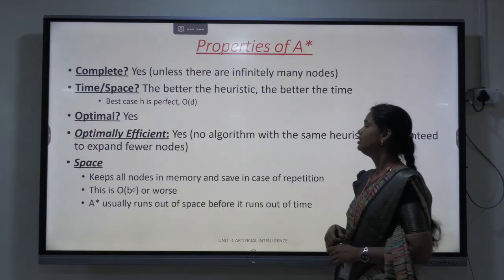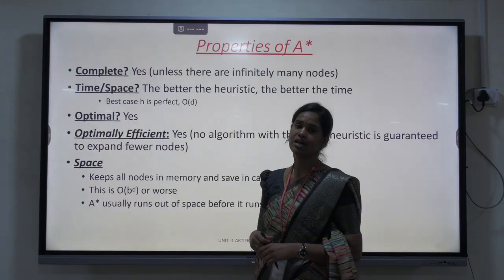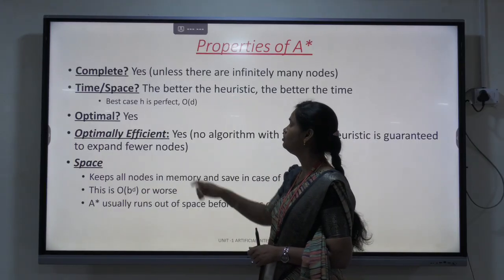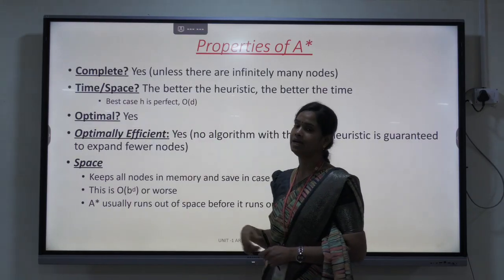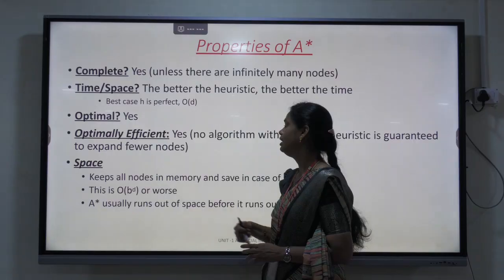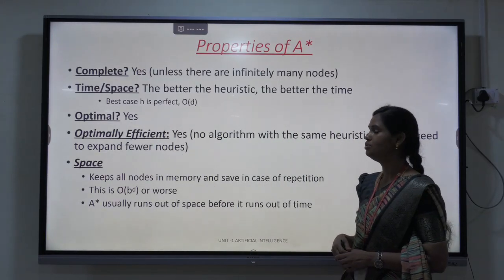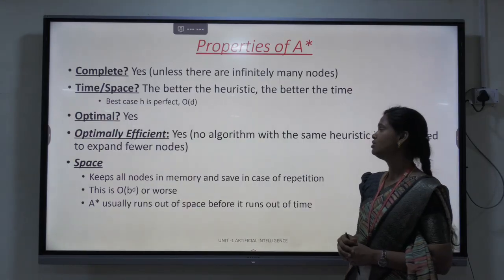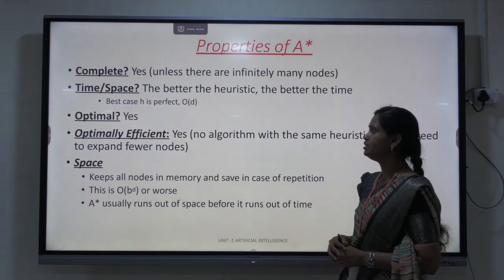But here it is for the best case of H, because heuristic values play the vital role, right? If the heuristic value is perfect, then the best case will be order of D. And if it is optimal, obviously it gives us the optimal solution, which is the less costly solution compared to others. So it is optimally efficient.